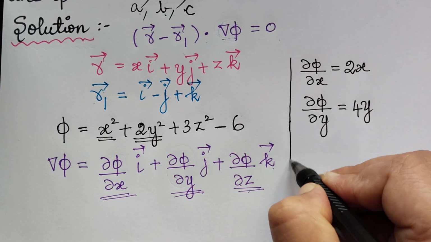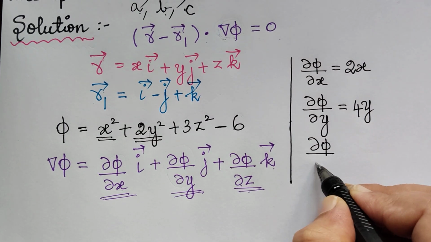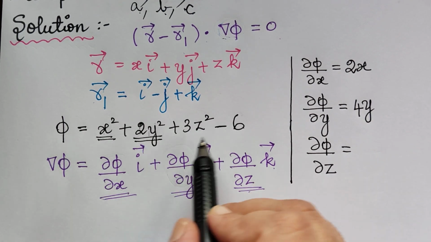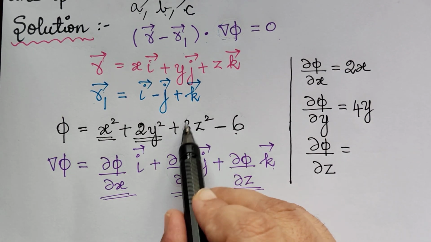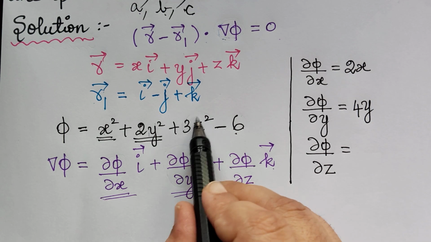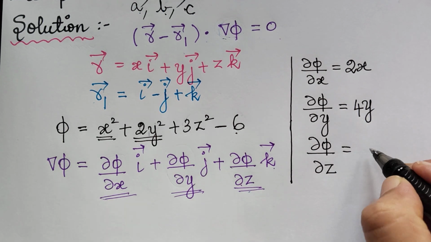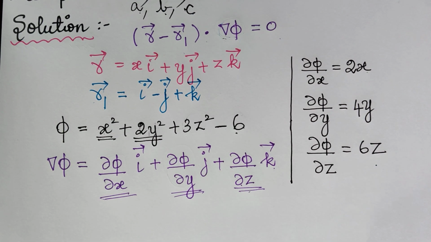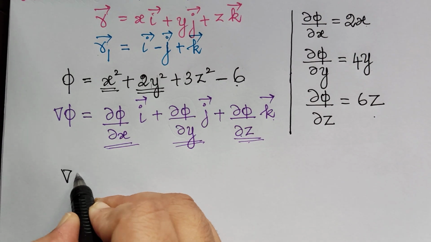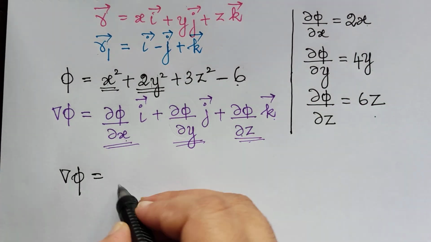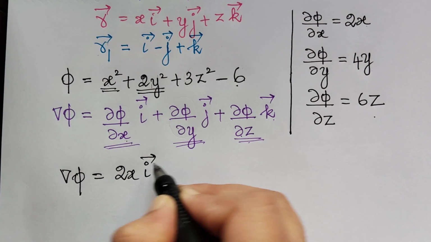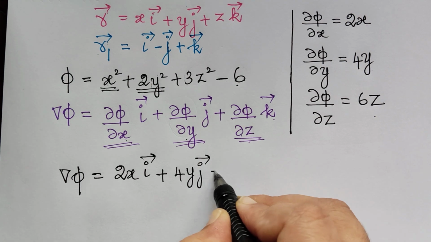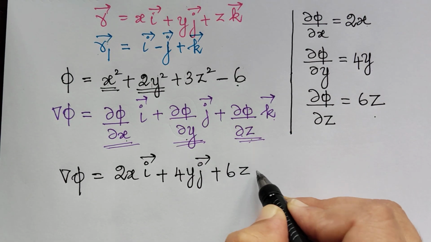And then we should also find the differentiation of phi with respect to z partially. So when we do so, x square, 2y square and minus 6 become 0, and the differentiation of 3z square will be, that is, the differentiation of z square is 2z, and when it gets multiplied with 3, it becomes 6z. So we have found all these three. So let us substitute in this nabla phi. So nabla phi will be equal to, what is dou phi by dou x? It is 2x. So 2x i vector plus dou phi by dou y is 4y j vector plus dou phi by dou z is 6z k vector.